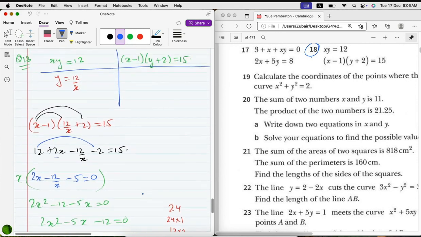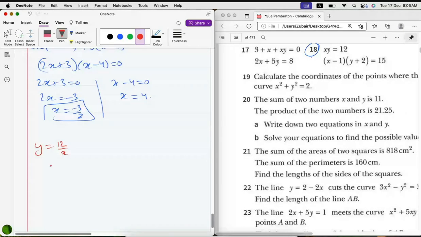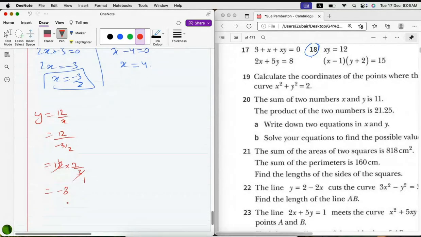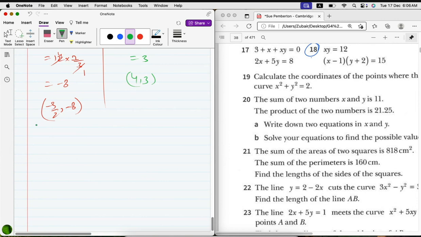And the subject was 12 over x. 12 over minus 3 by 2 is 12 into 2 by 3, negative sign, 3 1 times, 3 4 times, minus 8. Minus 3 by 2 comma minus 8. y is equal to 12 by x is equal to 12 by 4 is 3. 4 comma 3. Let's just check that.